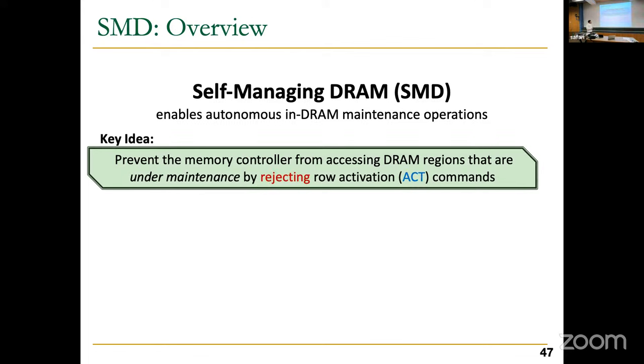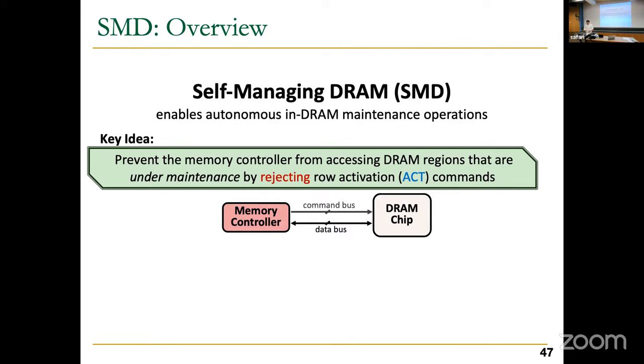The key idea is to prevent the memory controller from accessing DRAM regions that are doing maintenance operations. And the way to do that is by rejecting an activate command. It's very simple. This is a picture depicting the interface between a memory controller and a DRAM chip. What we add on top of this interface is just a conceptual ACT-NACK, activate not acknowledge, pin. The DRAM chip drives this signal when the memory controller accidentally accesses a region that's performing a maintenance operation.